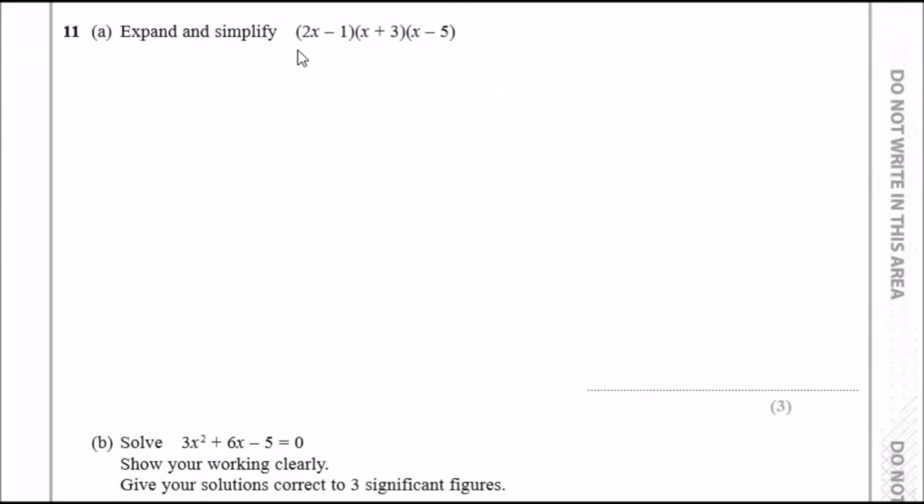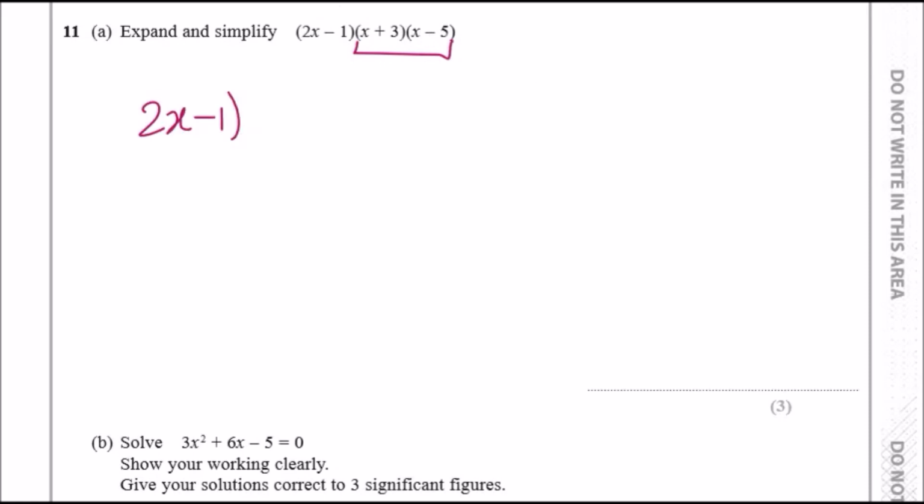Anyway, let's move on to 11. Expand and simplify 2x minus 1 and so on. These triple bracket problems are so easy. The trick is to always use FOIL on the last two brackets, or at least two easy brackets. And then once you tidy that up, use FOIL again with the new bracket and the first one. So let's do this out.